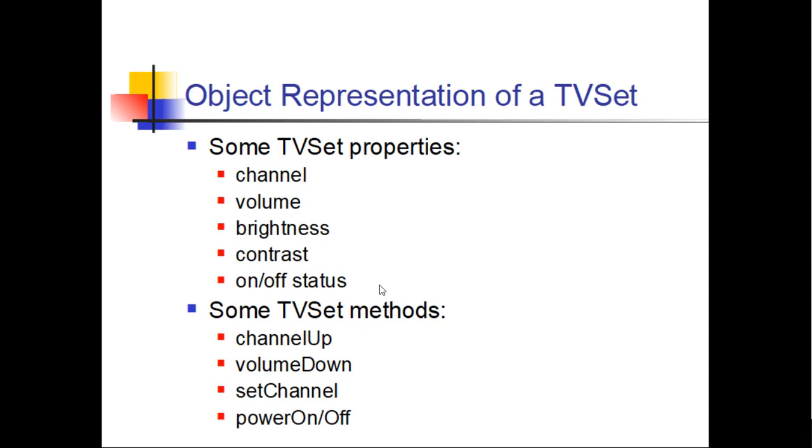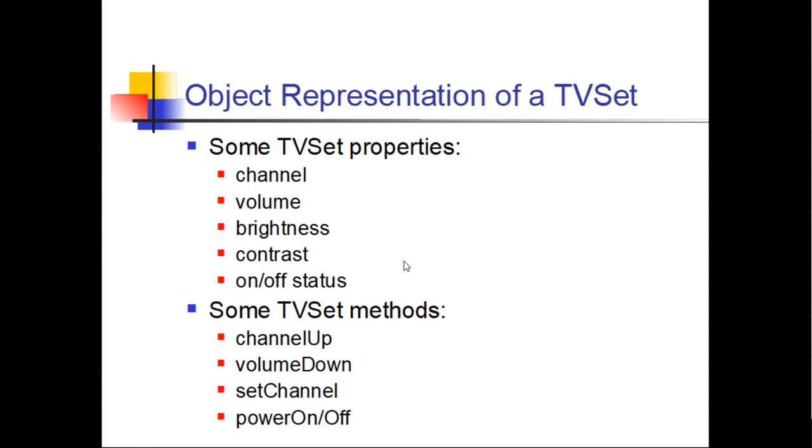And then what are some methods or things that you could ask the TV set to do with the remote? Well, usually there's a way to go up one channel or down one channel. So channel up or channel down would be different methods or capabilities that the TV set would have. The ability to raise the volume or lower the volume, volume up, volume down.